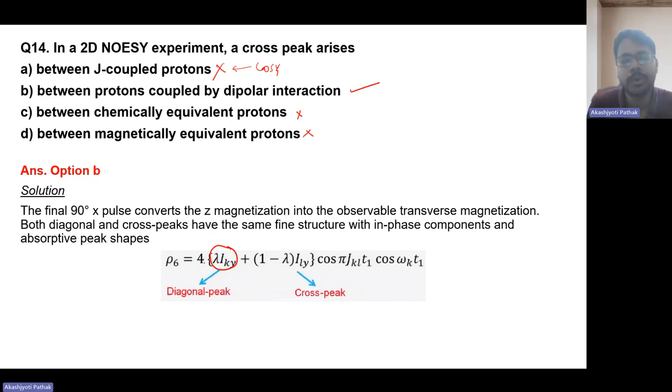Okay. So if you solve the density operators at time period 6 using all the product operator formalism, you get these two terms; this gives you the diagonal peaks and this gives you the cross peak. The final 90-degree pulse converts the z magnetization into the observable transverse magnetization. So you see here IKY and ILY. This means that this 90-degree pulse is helping to convert the Z component into the X or Y component. X and Y are the transverse magnetization, and only the transverse magnetization can be detected. They have the same fine structure with in-phase components and absorptive peak shape.